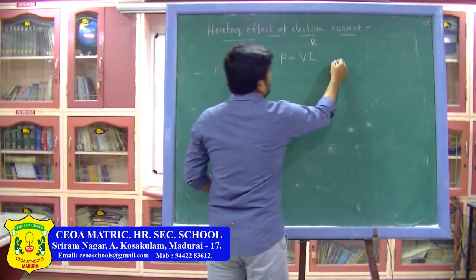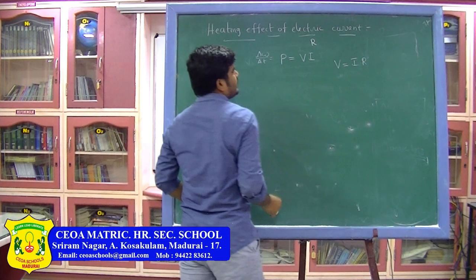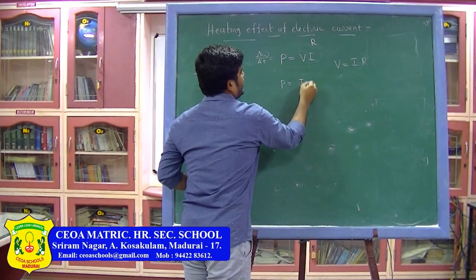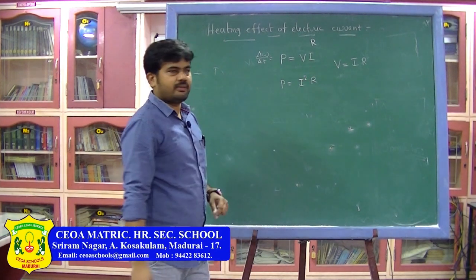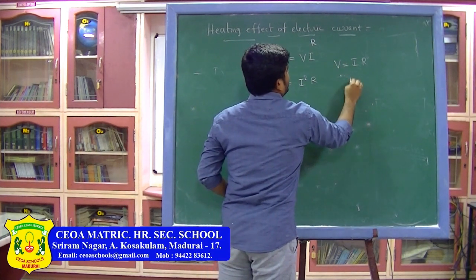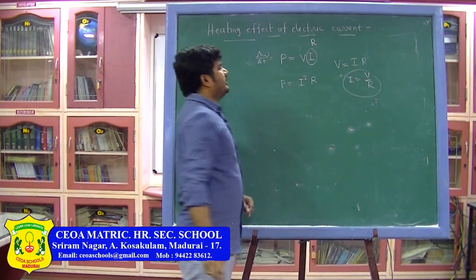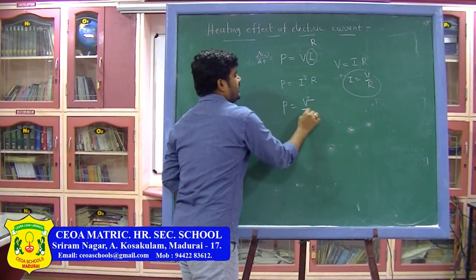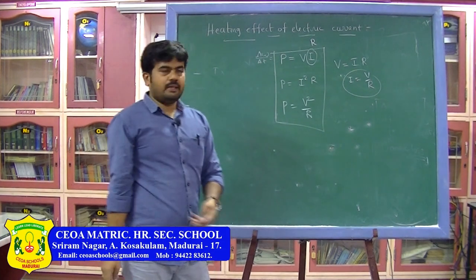Using Ohm's law for conductors, V is equal to IR. Substituting V equals IR, you get the other form of the equation, that is P equals I square R. Similarly, if you substitute I equals V by R in the expression, you will get P equals V square by R. This is another formula for calculating electric power in the electrical circuit. So, three different forms of that equation.